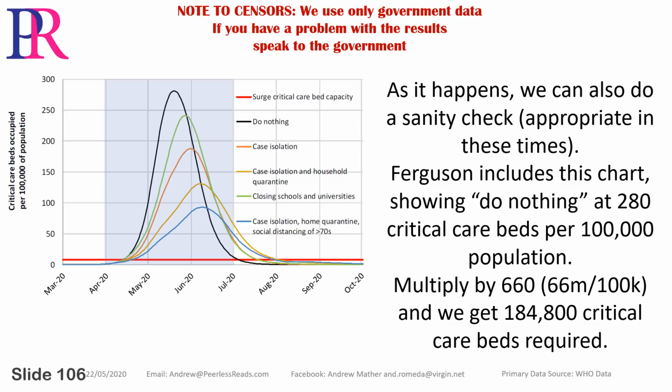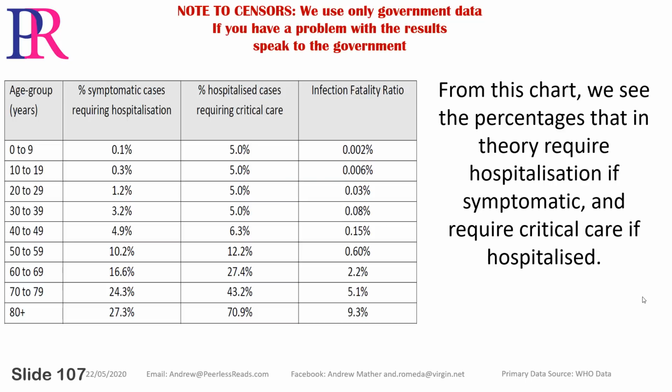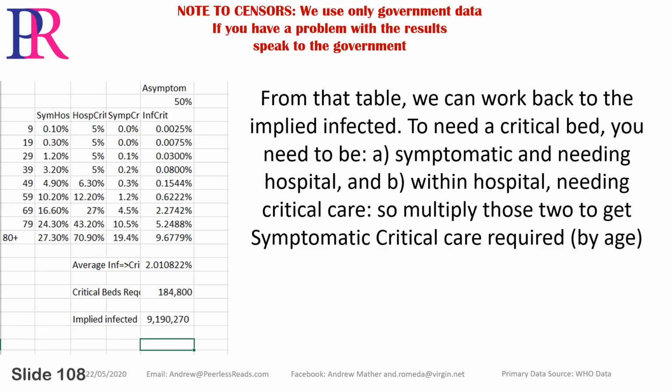showing do nothing at 280 critical care beds per 100,000 population. Multiply by 660, 66 million divided by 100k, and we get 184,800 critical care beds required. From this chart we see the percentages that in theory require hospitalization if symptomatic and require critical care if hospitalized. From that table we can work back to the implied infected. To need a critical bed you need to be symptomatic and needing hospital, and within hospital needing critical care, so multiply those two to get symptomatic critical care required by age.